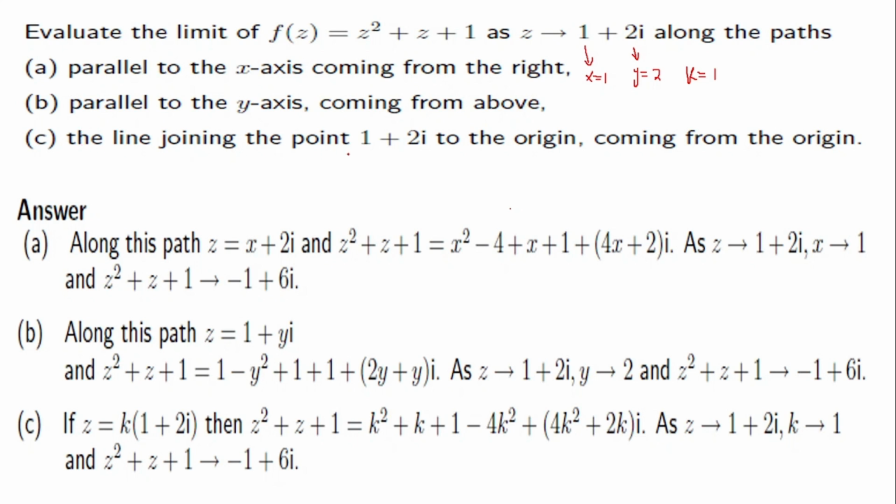C, the line joining this point to the origin, coming from where? From the origin. This one is coming from the origin. Okay? Always check this. I might say going to the origin, coming from the origin. Be very careful with this language.